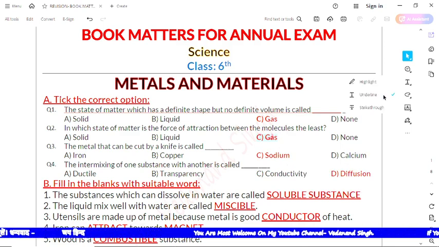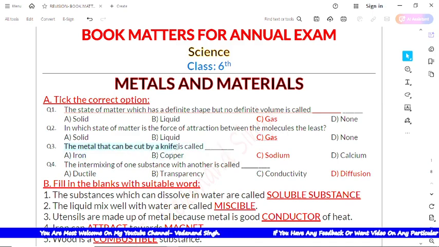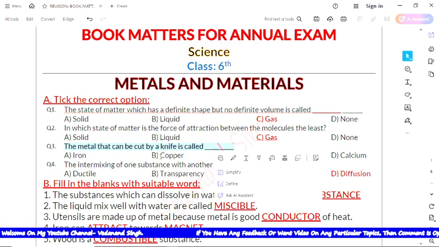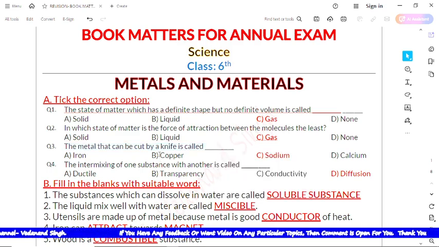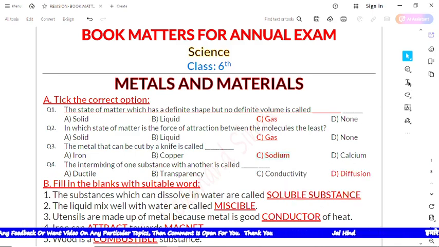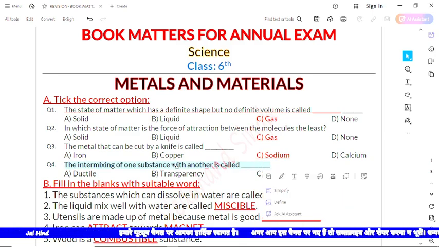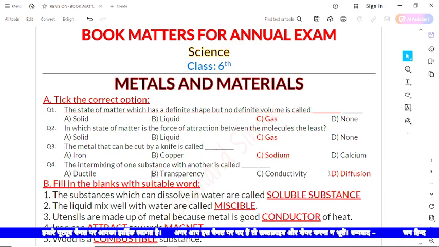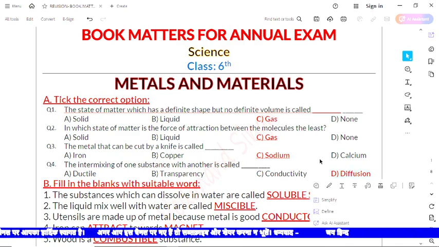Now the next question, number three: the metal that can be cut by a knife is called dash. Means which metal can be cut by a knife? The correct answer is sodium. C is the correct option for this question. Now the next question: the intermixing of one substance with another is called dash. The correct answer is diffusion. So D is the correct option for this question.